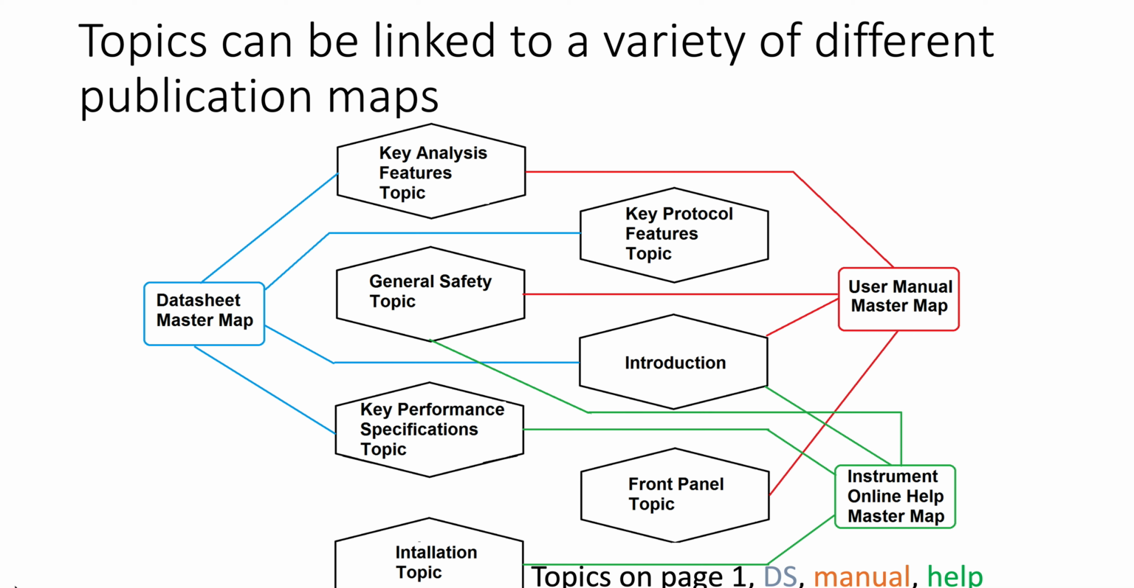have a data sheet, a manual, and online help in different colors here, and we see that the maps for these simple documents indeed draw upon the same topic. So for example, if I'm looking at the instrument online help and the user manual, I see that the general safety topic is used by both. So it's written once and leveraged twice in this case. So that's an example of reuse.